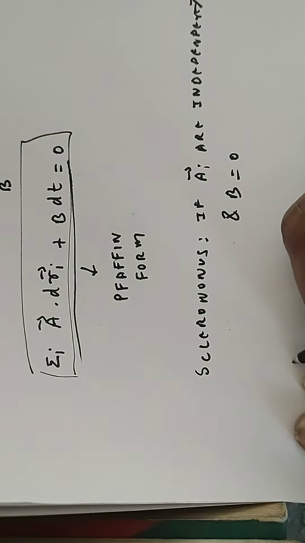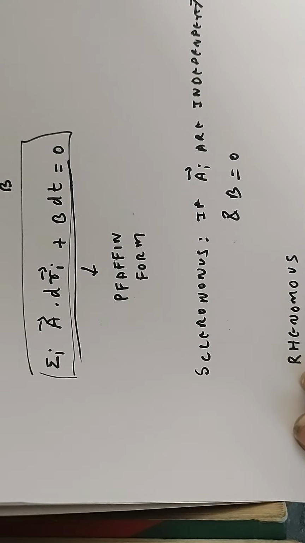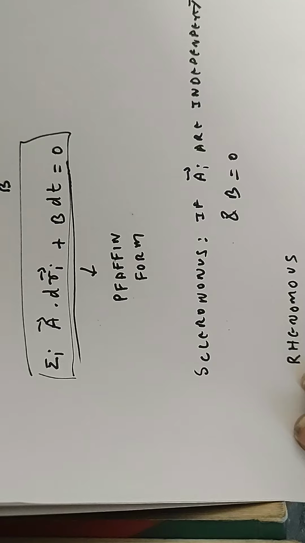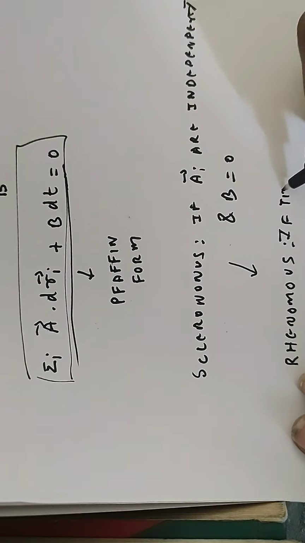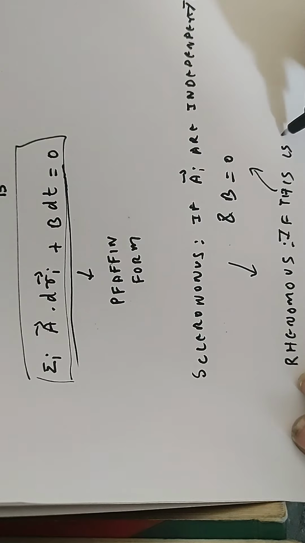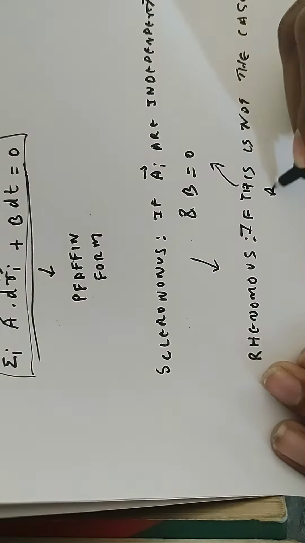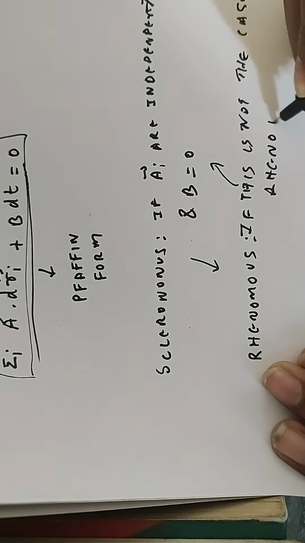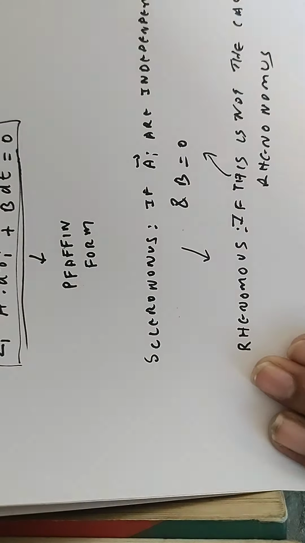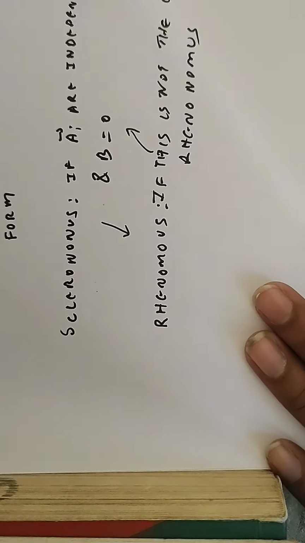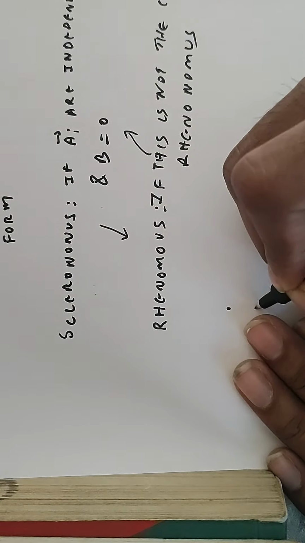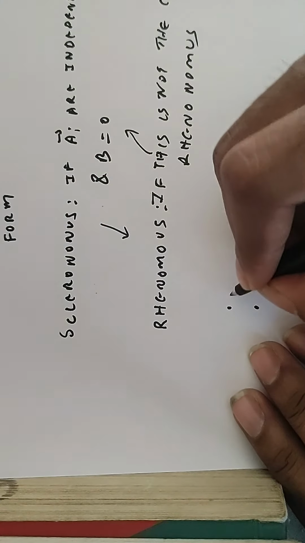Secondly, the Riemann. What happens in Riemann? Riemann contain explicit T dependence. If this is not the case, we have Riemann condition. Alright. So also you can note this is just for extra.